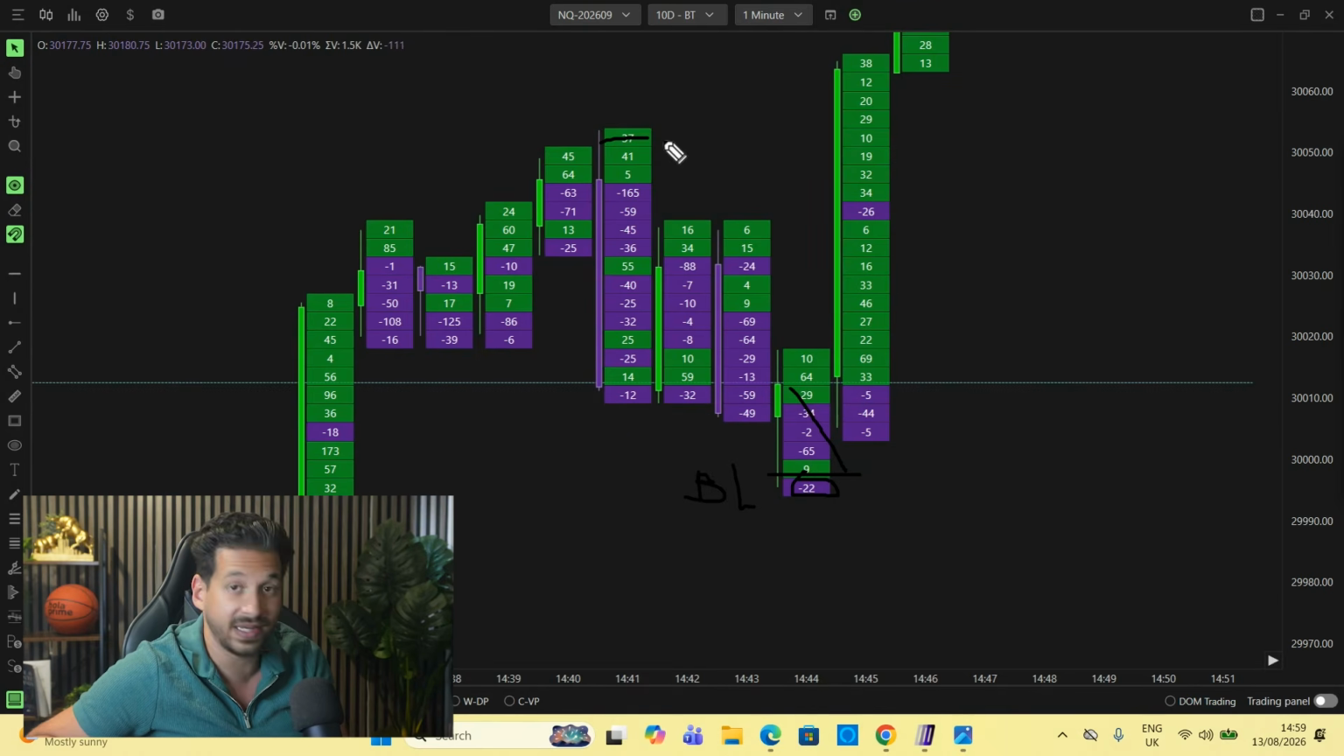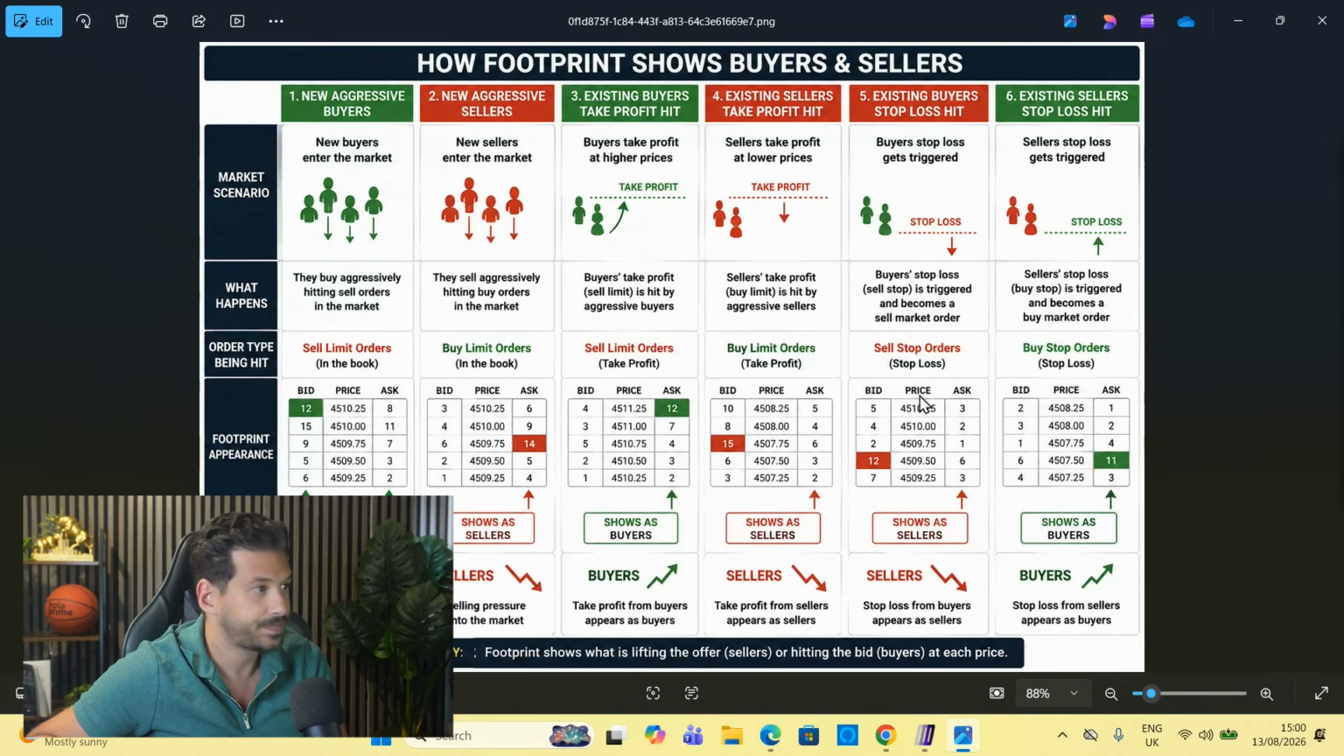So again, sellers getting their profit taken, or sellers having a take profit hit, will look like sellers on the footprint, okay? And that leaves us with one last scenario, stop losses, okay? So existing buyers having their stop loss hit, how will it appear on the footprint?